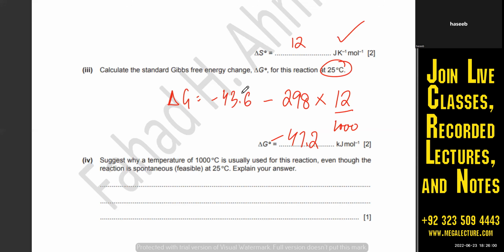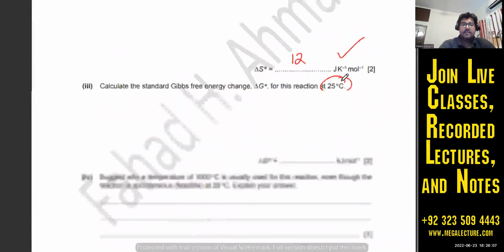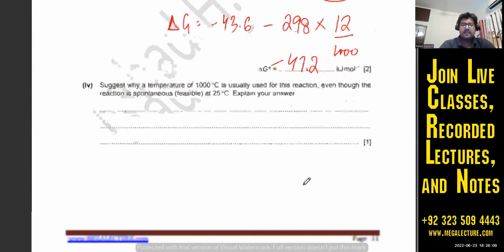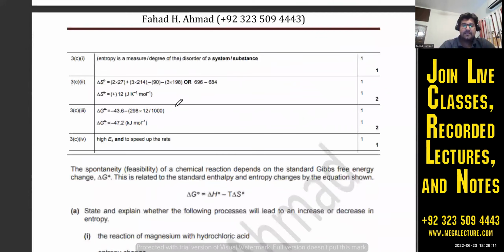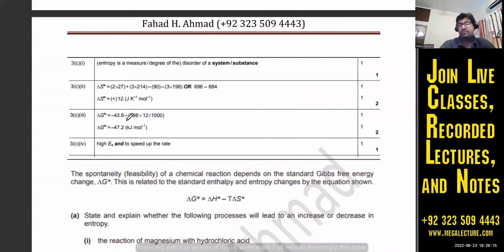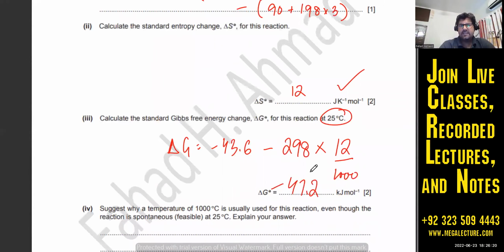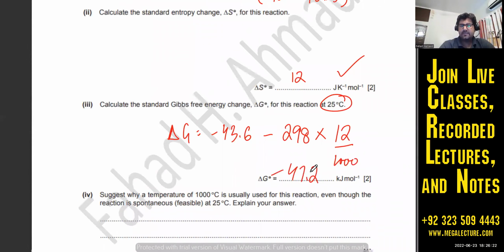It's 3 significant figures, right? I guess if all the values were accurate up till 3 significant figures, we'll keep our answer to 47.2, right? Yep, we got minus 47.2. Make sure you remember this: don't exceed the significant figures. Use the significant figures that are given in the question.